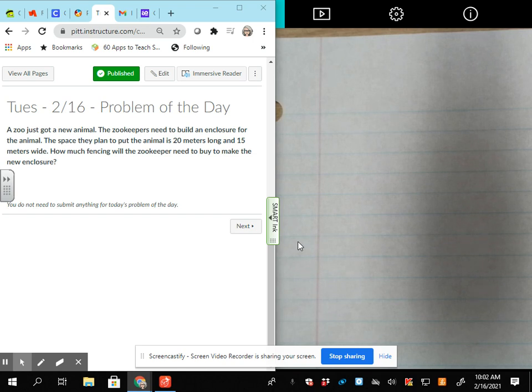So when we look at our problem of the day for today, as I walked around, most of you had drawn your figure correctly and labeled correctly. Let's talk about how to solve for how much fencing the zookeeper needs, though, okay?